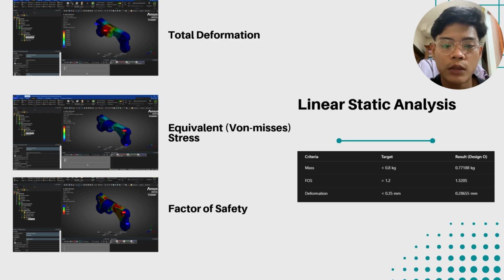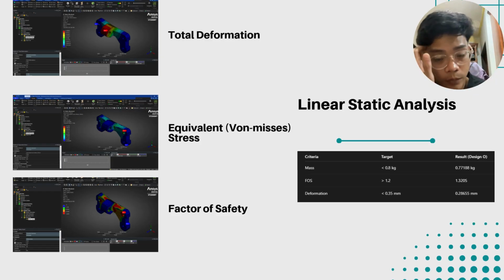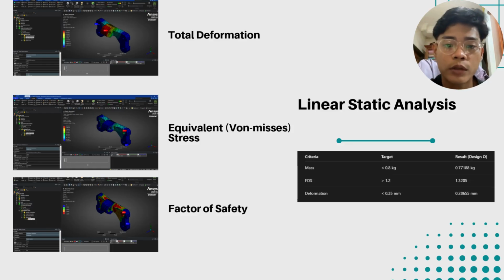For the mass comparison, Design O mass is 0.77 kg. So it matches the report, where we find the optimal value of 0.77188 kg, meeting the target of 0.8 kg. For the factor of safety, the image shows 1.3 for the static analysis, but in the result, thermal analysis reveals a critical drop to 0.22 under heat, underscoring the need for design improvement.